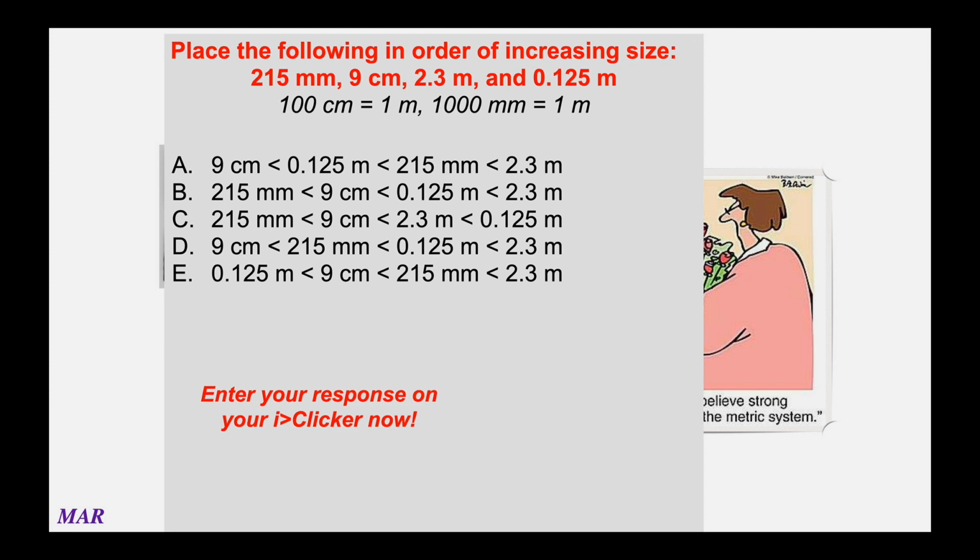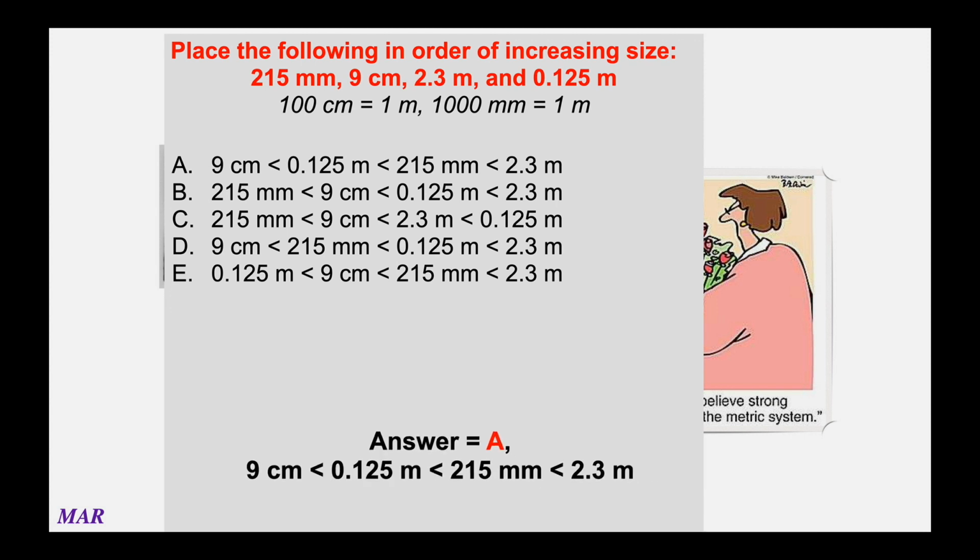So to convert centimeters to meters, you divide 9 by 100. 9 divided by 100 is 0.09. 0.09 meters is smaller than all the other ones we saw. So in this problem, 9 centimeters is smaller than 0.125 meters, and that's smaller than 215 millimeters, which is 0.215 meters. And that's smaller than 2.3 meters.